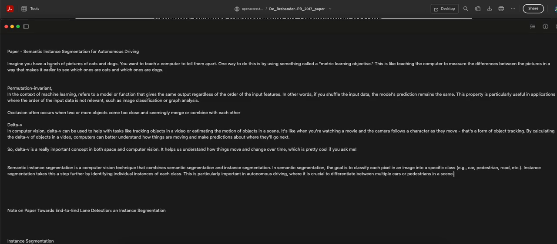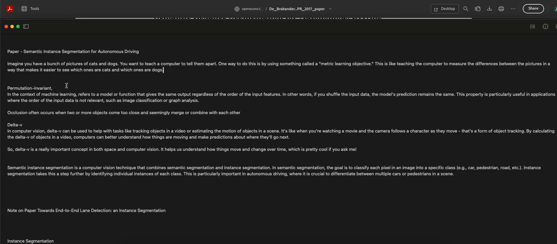The first term I tried understanding when I was reading it was the metric learning objective. Basically, you give a computer a bunch of cat and dog images, and the computer tries to understand the difference between those pictures. That's what the metric learning objective refers to. It's like teaching a computer to measure the difference between pictures in a way that makes it easier to see which one's a cat and which one's a dog.